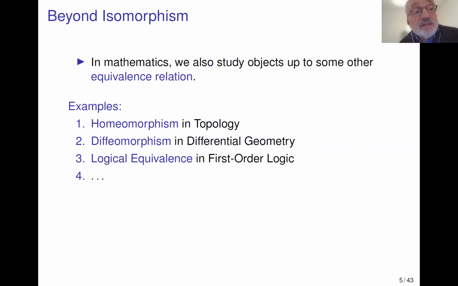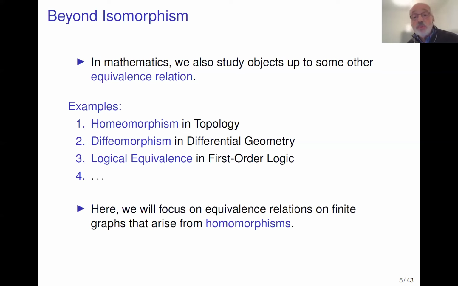Now, I said in mathematics, we typically study objects up to isomorphism, but we also study objects up to some other equivalence relation. For instance, in topology, objects are studied up to homeomorphism, in differential geometry up to diffeomorphism, in first-order logic up to logical equivalence. On finite structures, logical equivalence coincides with isomorphism, but that's not true for infinite structures. So we have all these other equivalence relations on which we can focus and study in different areas of mathematics. Here, we will focus on equivalence relations on finite graphs that arise from homomorphisms.